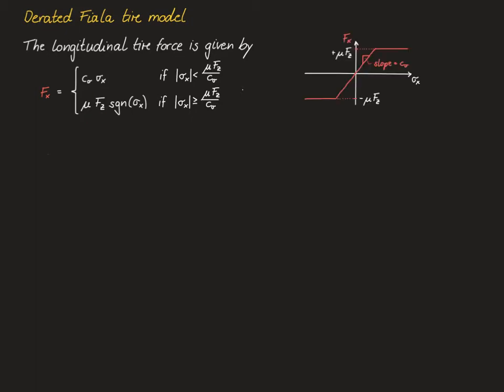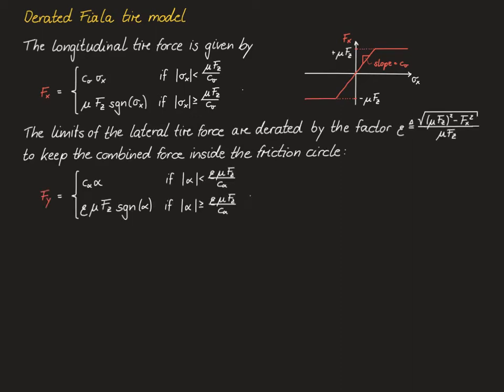If we illustrate this graphically in a diagram where Fx is plotted over sigma x, we see that this is basically equal to a linear tire model which is saturated at the maximum available friction force mu Fz. The model for the lateral tire force is similar, except that its maximum is derated by a factor psi, which is defined by this expression. And the purpose is to keep the combined force inside the friction circle.